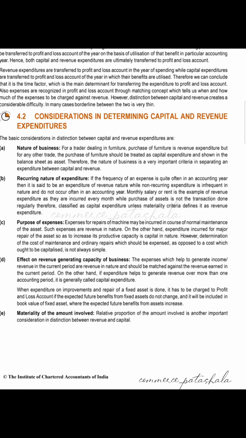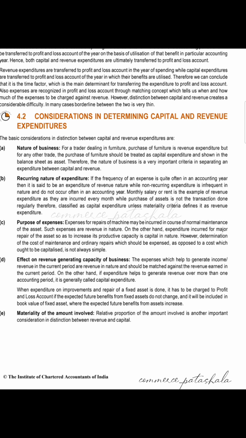The purpose of the expenditure should also be considered while determining it as capital or revenue. For example, if you are doing general repairs to machinery, incurred in the course of normal maintenance of the asset, then we say it's revenue in nature. On the other hand, consider the installation of a lift: if you are doing regular annual maintenance, it is a recurring one and will be considered a revenue expenditure itself.